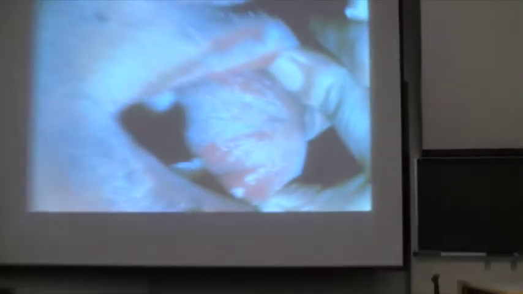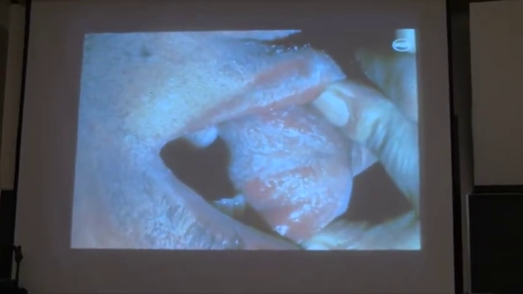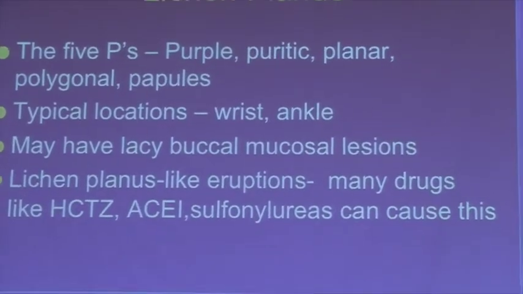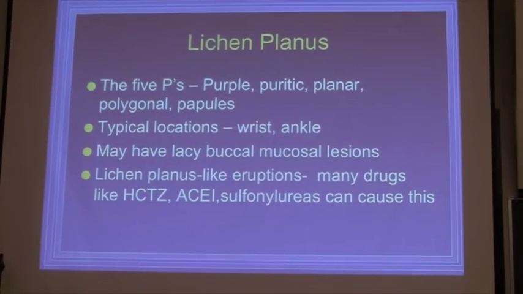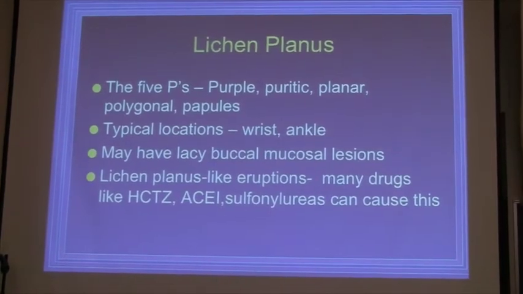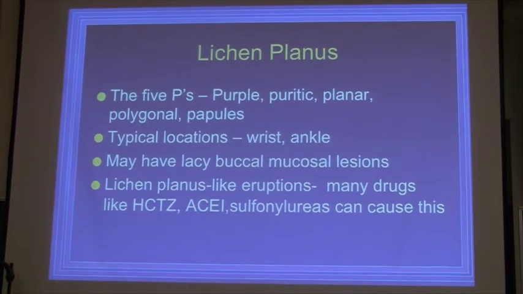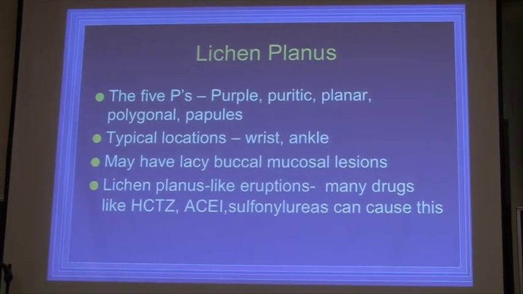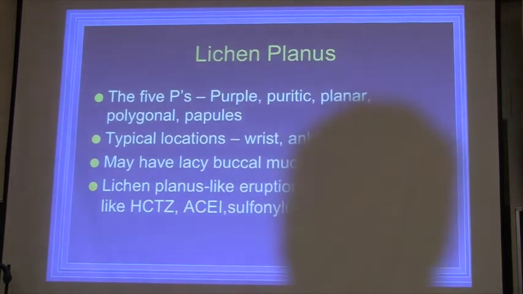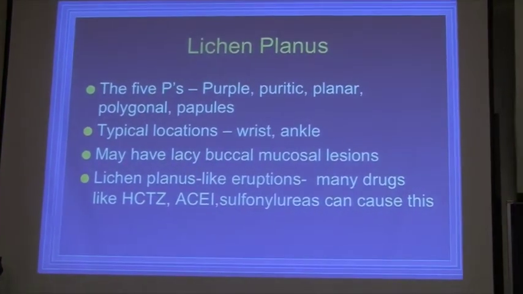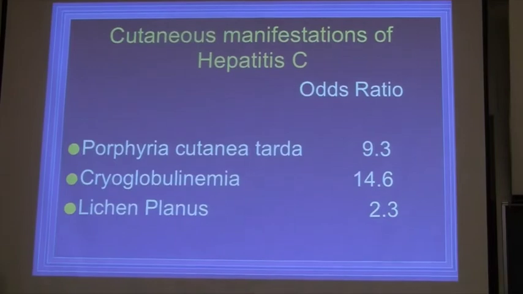As you're all aware, this is the white lacy abnormality that we can see in the mouth. It can involve the gums. Usually it's described as asymptomatic, but I've certainly seen plenty of people with mouth lesions that are symptomatic. So it's on the skin, it's very, very itchy. It is polygonal, very common to have buccal mucosal lesions as well. And some drugs can cause something that looks just like lichen planus. But remember the hepatitis C association, especially in our homeless populations.